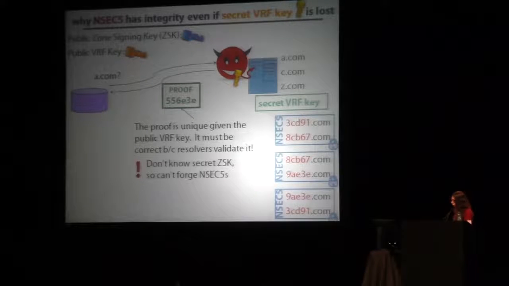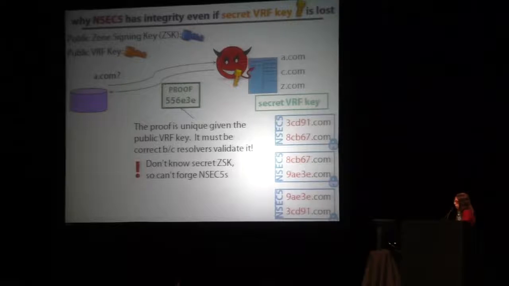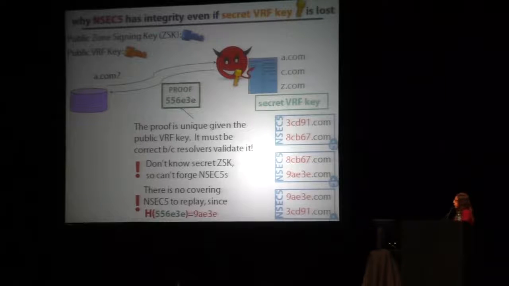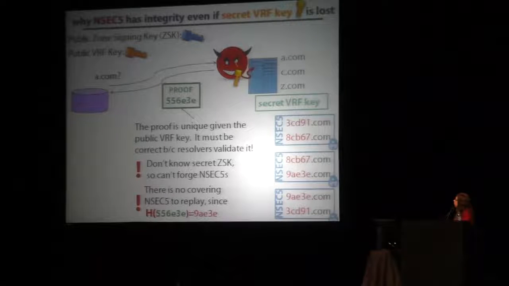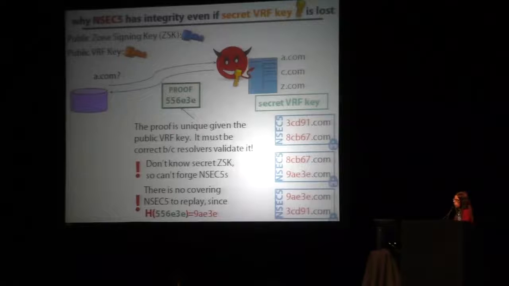Okay? So now our attacker needs to give us NSEC5 records that convince us that a.com is not in the zone. But he doesn't know the zone signing key, the secret key, because it's not given to the name server, so he can't forge NSEC5 records. So he has to replay them. Okay, but now if we look at the NSEC5 records he has available, actually none of them are going to work in terms of replay. This one doesn't work. It doesn't cover the hash of the proof value, which starts with 9. This one doesn't cover it, it matches it. This one doesn't cover it, it matches it. And so none of these records work. There's nothing to replay. And that's why integrity is preserved even if the name server is compromised and the VRF key is leaked. Okay, so that's how we get the security of NSEC5.